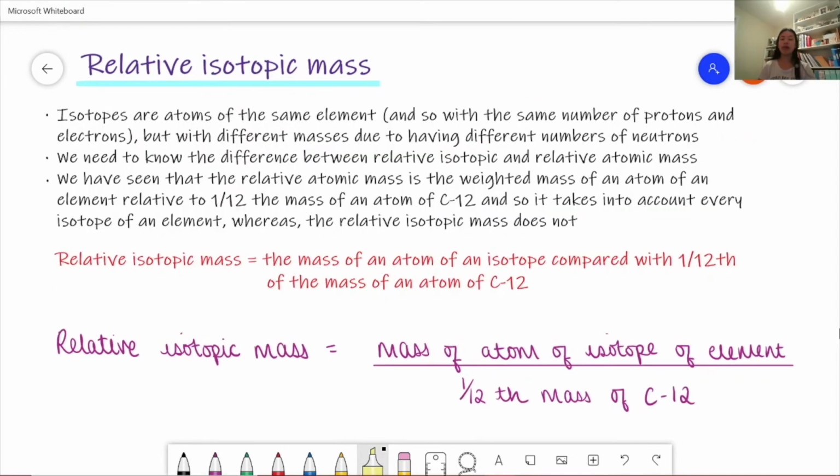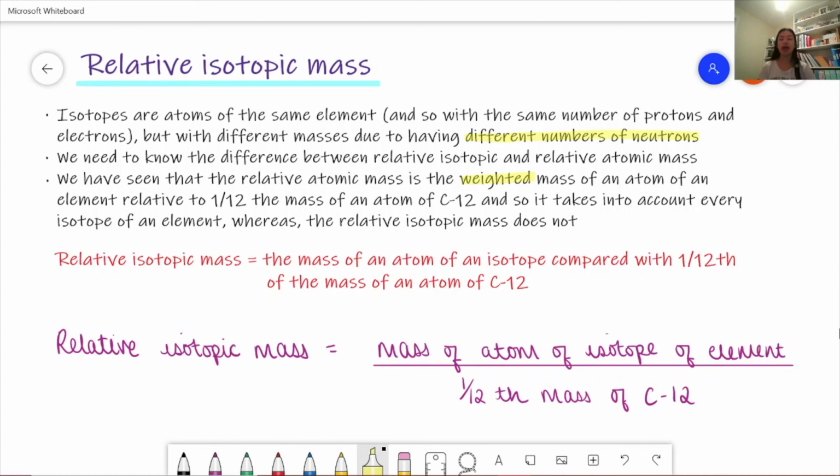So for example, for carbon, it'd be 12.0, and for nitrogen, it'd be 14.0. So now we're going to talk about relative isotopic mass. So we've seen that isotopes are atoms of the same element, and so that means that they have the same number of protons and electrons. But they have different masses, and this is due to them having different numbers of neutrons. And we need to know the difference between relative isotopic mass and relative atomic mass.